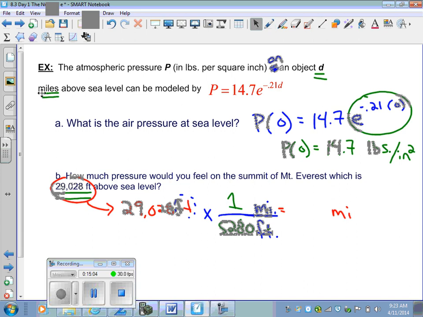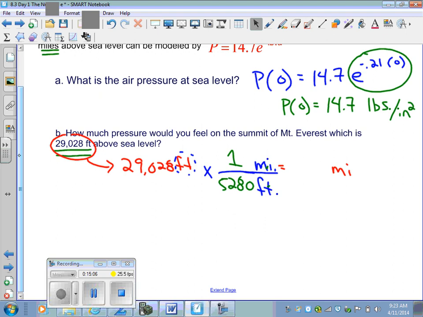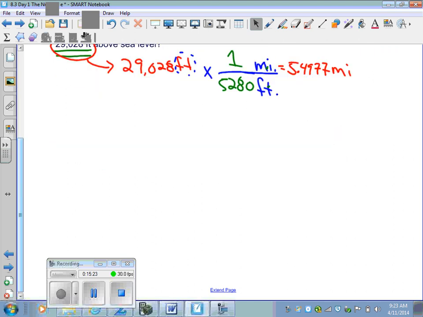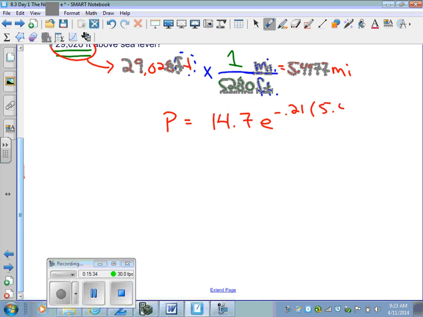It's like 5.4977. I put a whole bunch of decimals there because I want to be precise. So in order to be precise, I need to carry these decimals all the way. Okay, so I'm going to go ahead and just put this into my function. So my pressure is going to be 14.7 times e to the negative 0.21 times that answer of 5.4977. So I'm going to let you guys put that in your calculator. I'm going to go ahead and do it right now and give you guys an answer here.